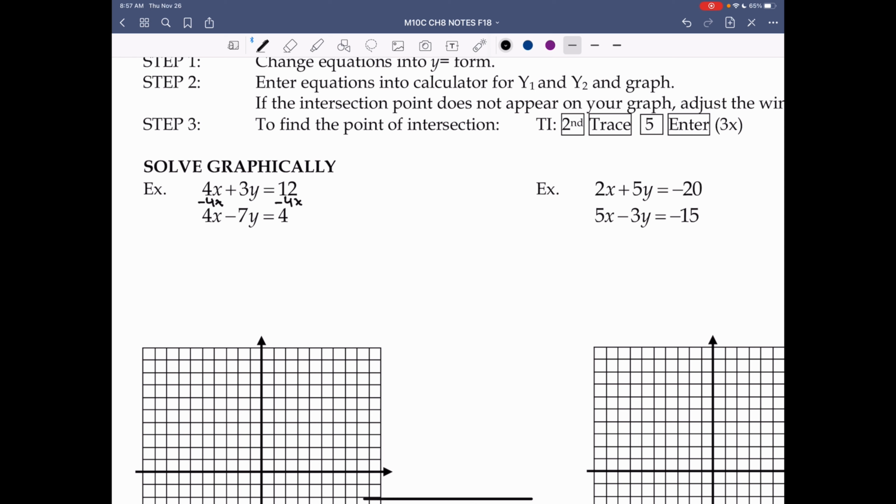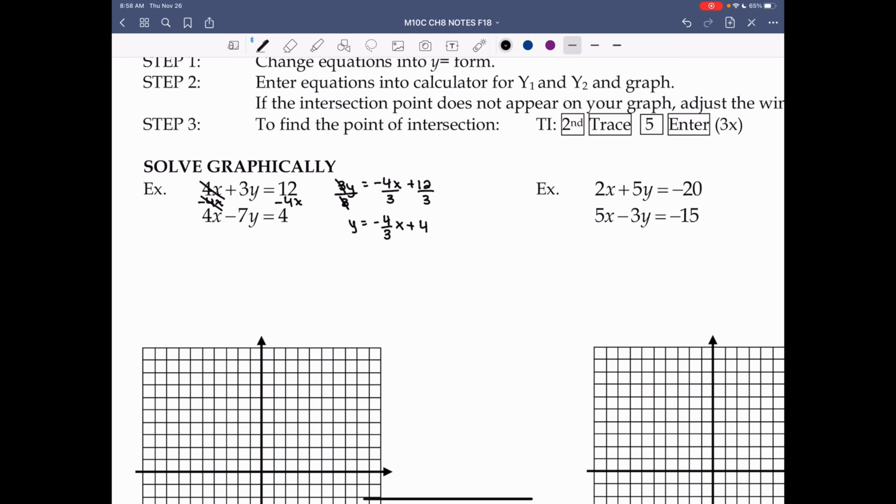Then we get 3y equals x value first, so negative 4x plus 12. This positive 4x and negative 4x add to 0. Now I have 3y, but I want 1y. 3y means 3 times y. The opposite of multiplying is dividing. So divide all of your terms by 3. We get 3 divided by 3 is 1, so y equals negative 4 over 3x plus 12 divided by 3 is 4.